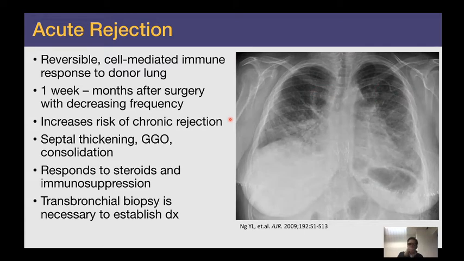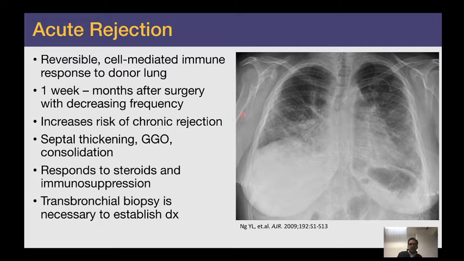Acute rejection is seen frequently, though. Acute rejection is a reversible type of cell-mediated immune response to the donor lung, and it's something that can occur early, like within a week or a few months after surgery. And as you go out past 6 months or so, the frequency of acute rejection decreases. Okay, but the more instances of acute rejection you have, the higher the likelihood that you'll have chronic lung allograft dysfunction, CLAD. It used to be called chronic rejection, but it's now called CLAD.